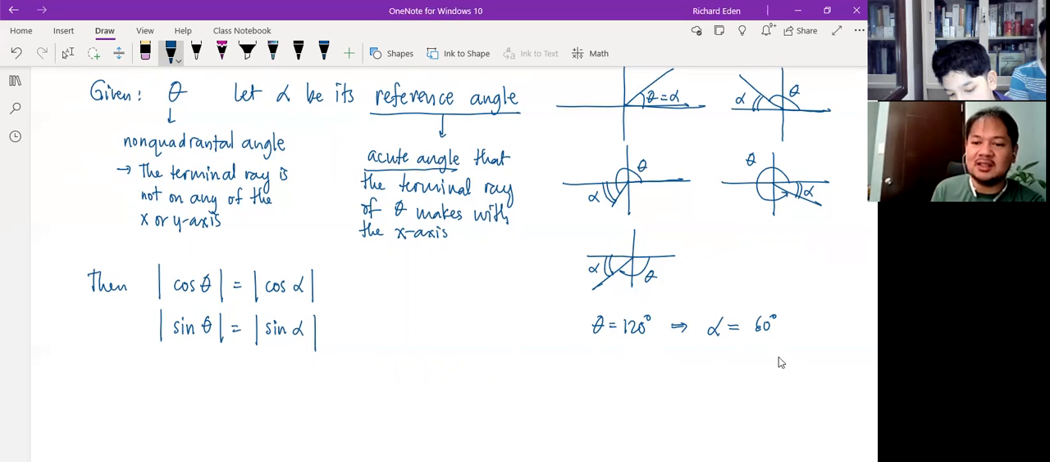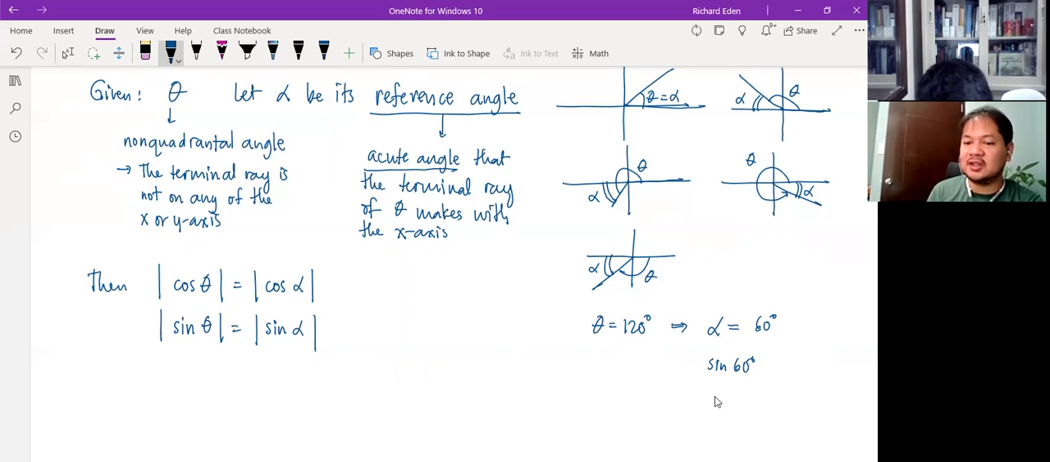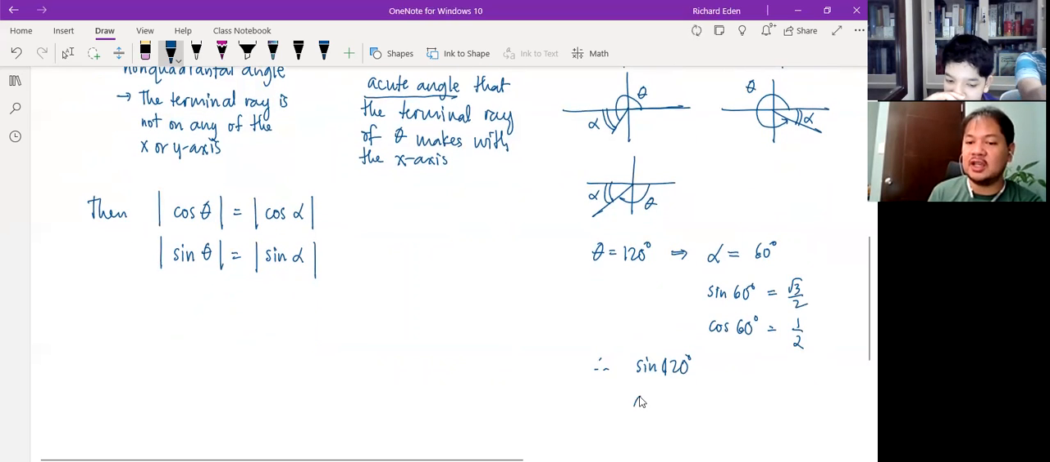And you can make that decision by knowing what quadrant theta is going to be in. Okay, so theta is 120 degrees, alpha is 60 degrees. Because this is an acute angle, and in fact, 60 degrees is a special angle, cosine 60 degrees is 1/2. Sine 60 degrees is square root of 3/2. Therefore, if you try now to identify sine of 120 degrees and the cosine of 120 degrees, then we know that these are going to involve the square root of 3/2 and 1/2.